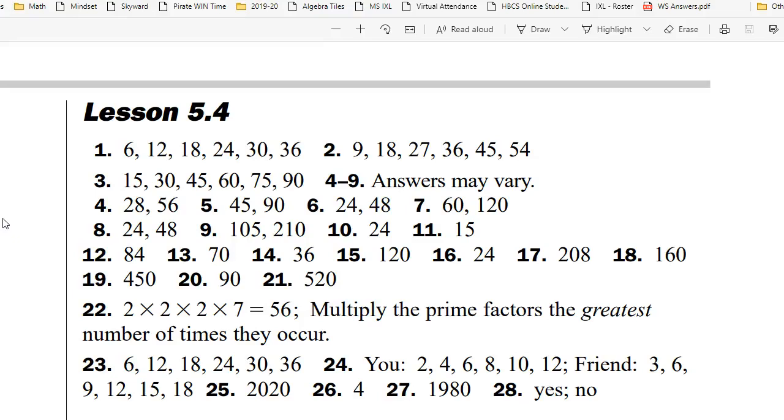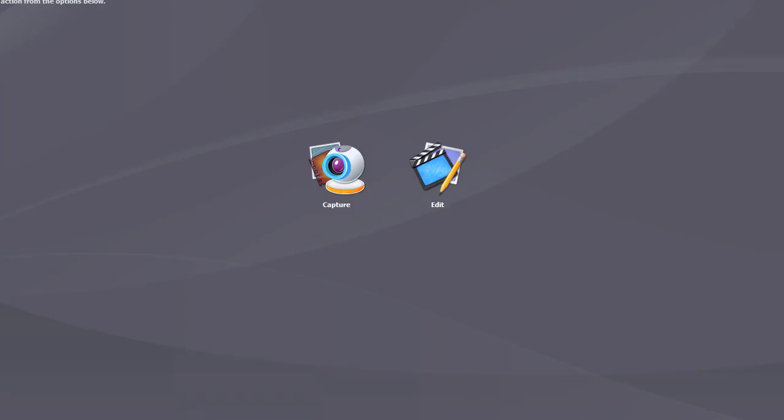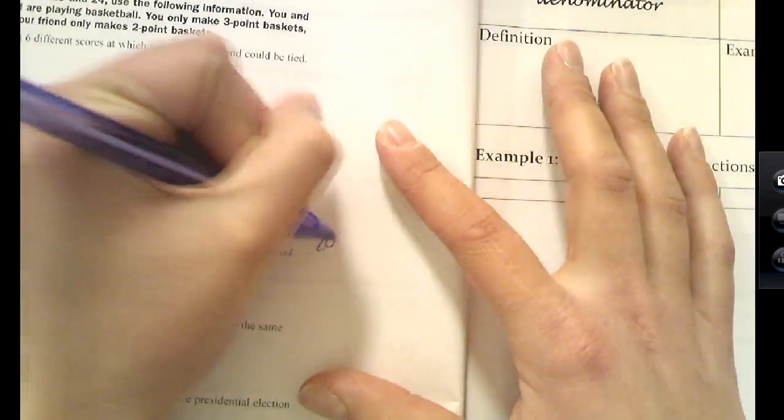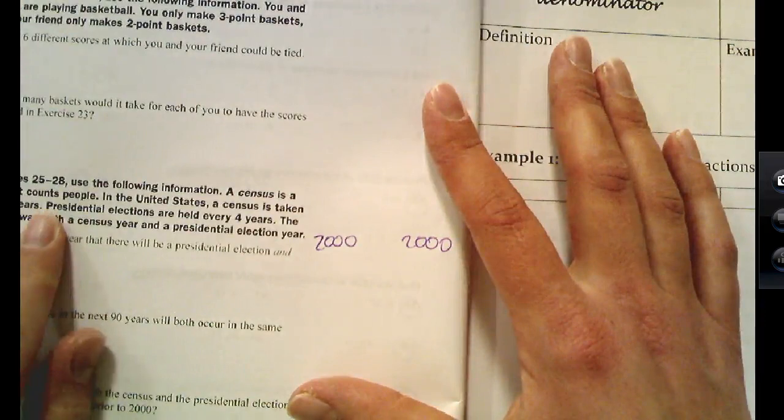It says, what is the next year that there will be a presidential election and a census? So we want to know when they're both going to happen again. So you could go about this a couple different ways. I saw on quite a few people's papers, they started with the year 2000. So I'm going to start with 2000 because that was the last time they both happened.